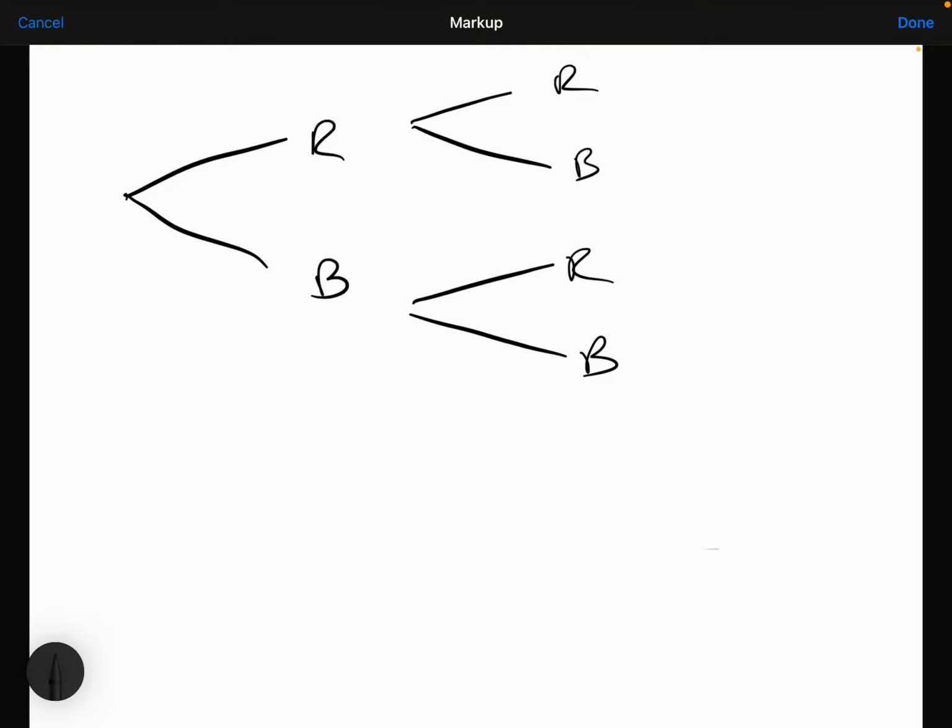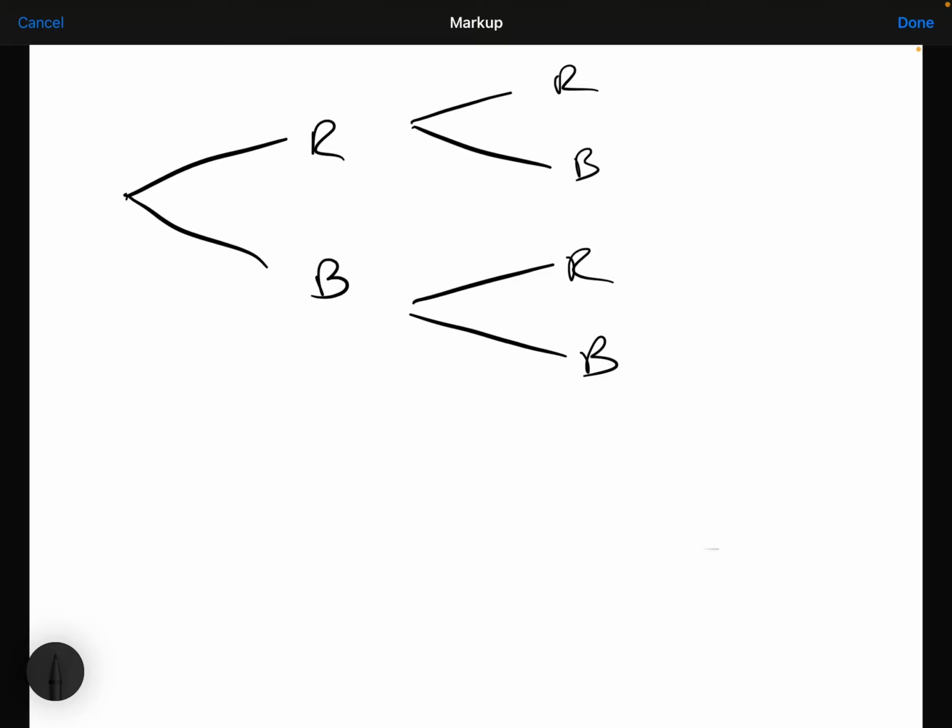Okay, so on question 6, we've got a box with some red balls and blue balls, 4 more blue balls than red balls. A ball is removed at random, it's replaced, and then a second ball is removed at random. The probability the balls are different colours is 21 out of 50.